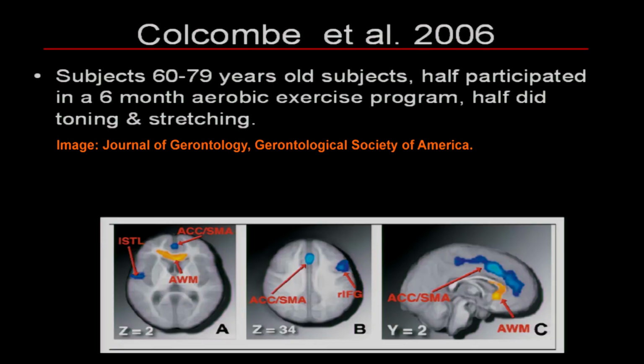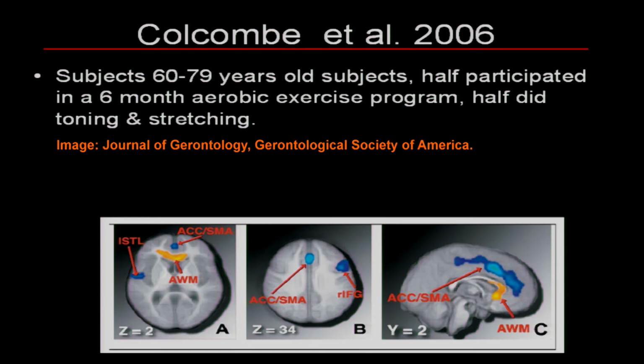So what you want to do is go in and actually do a specific study, make patients your experimental subjects, and control as much as you can to ask what exercise is doing for cognitive function. And that is what Colcom did in 2006. Here he had, again, elderly subjects between 60 and 79 years old. Half participated in a 6-month aerobic exercise program. So these were older people. These people were not doing high intensity, 80% of maximum heart rate on the treadmill. They were walking around a track. They were getting their heart rate up a little bit. They were breaking a little bit of a sweat. This was not high impact aerobics, but it was still getting their heart rate up. And half did toning and stretching.